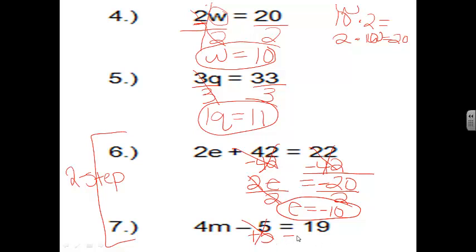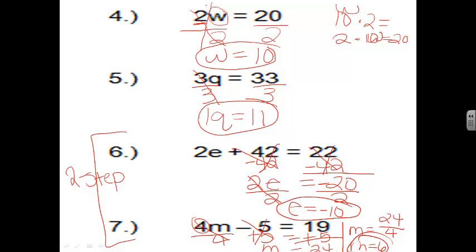I'm kind of running out of room. In order to move it to the other side of the equal sign, I got to balance it. So what's 19 plus 5? 24. Okay, very good. So 24. Now what's the opposite of multiplication? Divide. Make it a 1. So m would equal, let me rewrite it over here, 24 divided by 4, because that's what I did to that side. So m would equal 6.